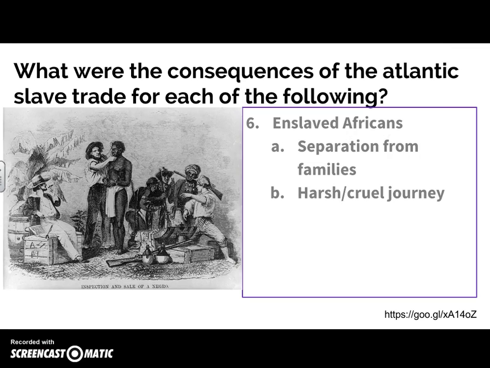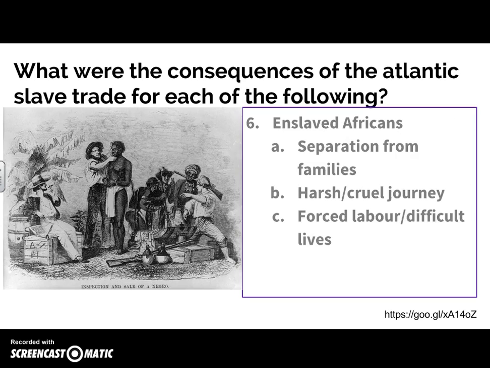We've also looked at a bit about the Middle Passage, this harsh and really cruel journey of how Africans are transported. Very cruel conditions, a very traumatic experience, and one in which 20% of the people never even made it across the ocean. They were killed or thrown overboard along the way.